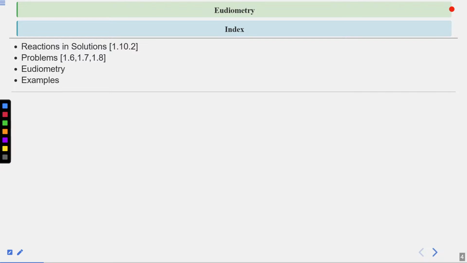If I talk about the specific topics, then in stoichiometric calculation, we will cover the reaction in solutions topic, then the problems related to it, eudiometry, and examples related to eudiometry.